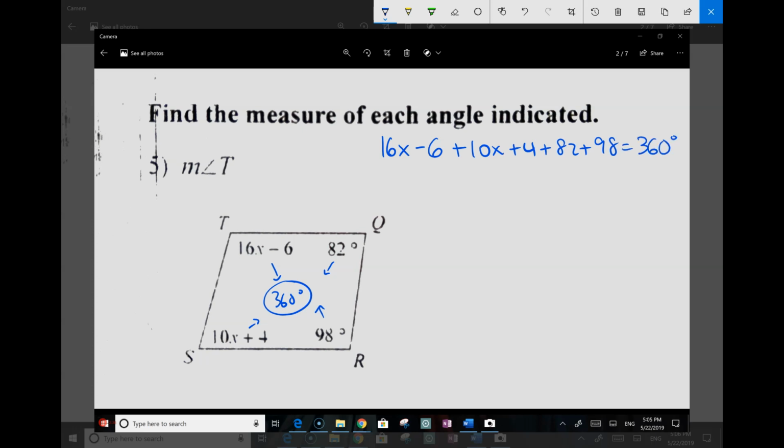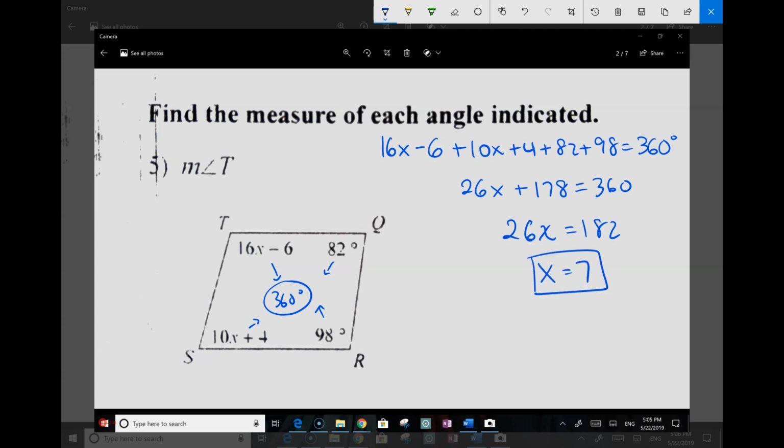Now, once you write the equation, all you have to do is combine terms and continue to break this down until you have an answer. This is 26x, and that's going to be negative 6 plus 4, which is negative 2. It's going to make the 82 into an 80, which when you add to 98 is 178. And that's still equal to 360. So you deduct 178 from 360, and what you would get is 182. So 26x is equal to 182. When that's divided by 26, you get a value of 7.